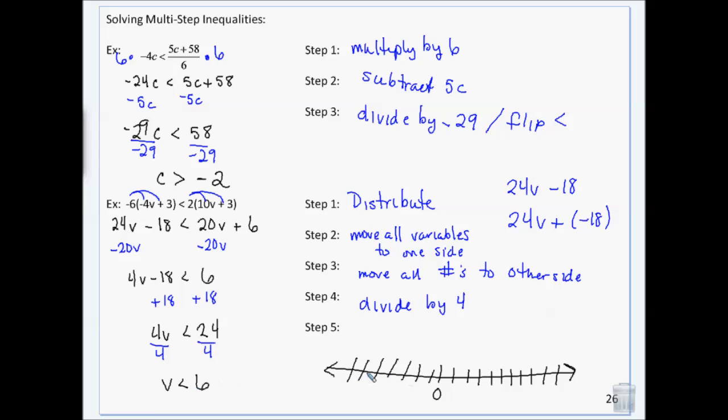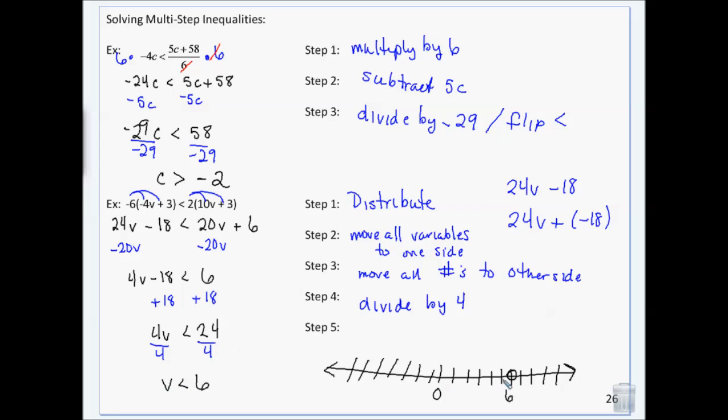Okay. 6. I have a question. Yes. For the first question we did, did you not have to multiply the 5 by 6? Up here? Yeah. No. When I multiplied both sides by 6, this was 5c plus 58 divided by 6. So when I multiplied by 6, these two 6's canceled. No, the 5. The 5c. Up here. Yeah, no, because it got canceled out by this 6. Oh, okay. So once that 6 was gone, there was nothing to multiply to. Does that make sense? Yeah, sorry, I was just looking at it wrong? Or not wrong, but differently.